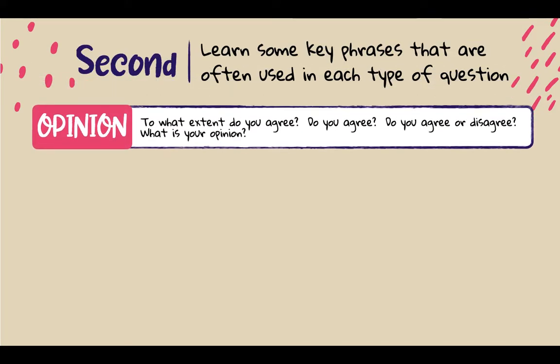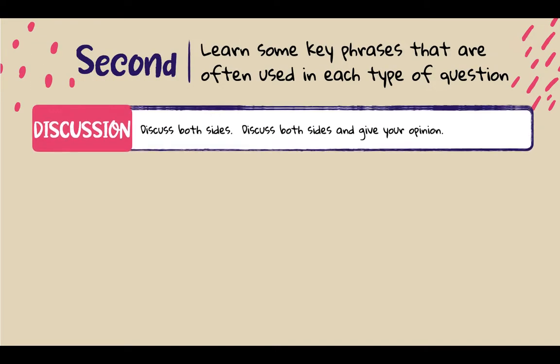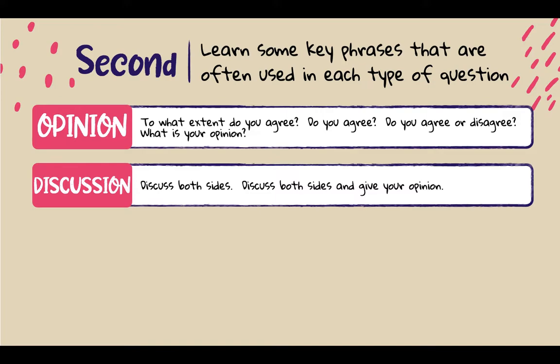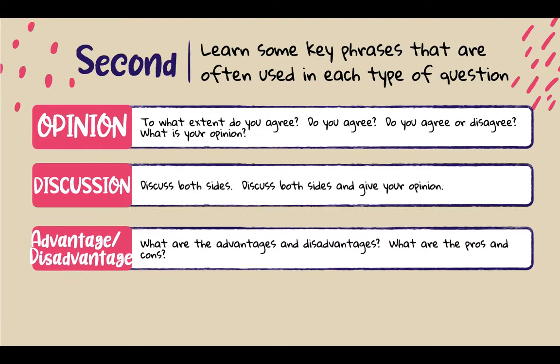Let's start off with the opinion essay. Some key phrases that you will see in opinion questions are: to what extent do you agree? Do you agree? Do you agree or disagree? Or what is your opinion? For a discussion question, you are likely to see phrases such as discuss both sides or discuss both sides and give your opinion. For advantage and disadvantage, they could ask, what are the advantages and disadvantages? Or what are the pros and cons?